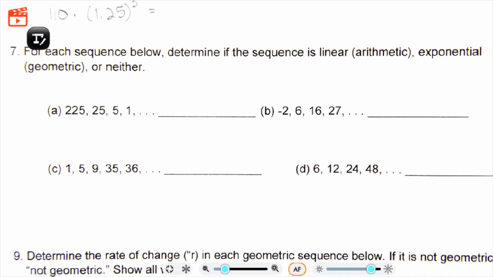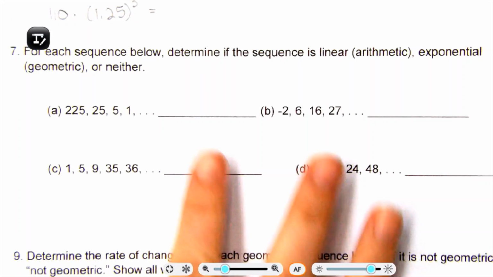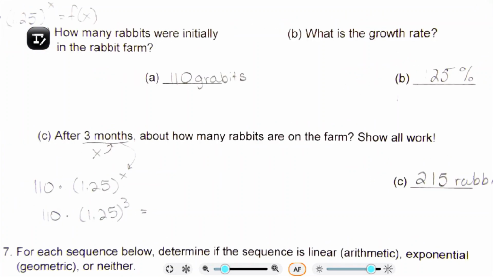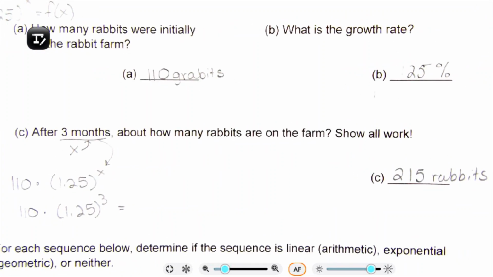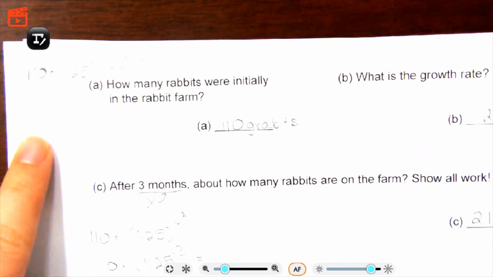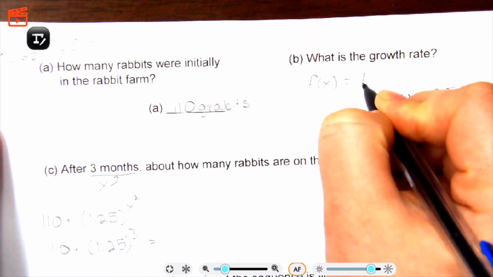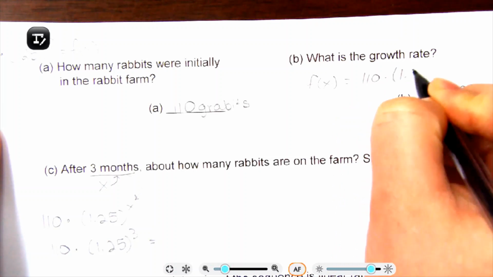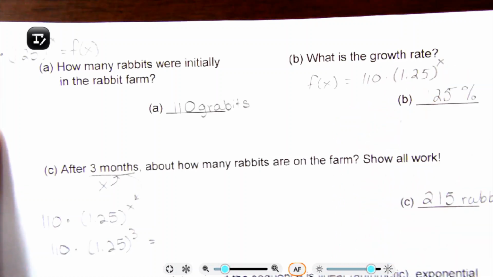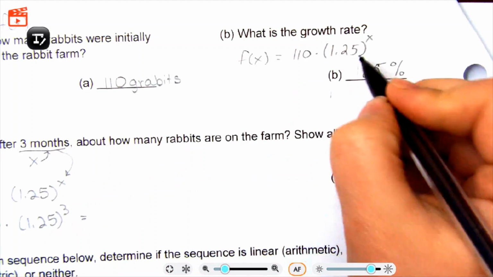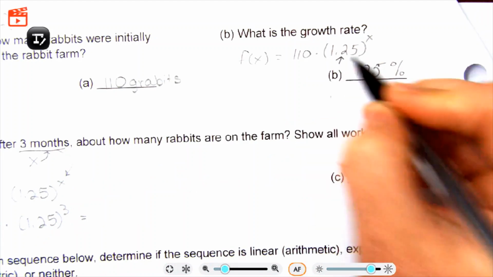In video part 1, we talked about the growth rate, and I said in part 2 that I'd come back to it. So I want to come back to question number 6b when it's asking for the growth rate, and clarify some things. When you're looking at your formula, let me rewrite it so you can see it better. We have f of x is equal to 110 times 1.25 to the x power. Think of it as a geometric sequence formula. This would be your common ratio, kind of.